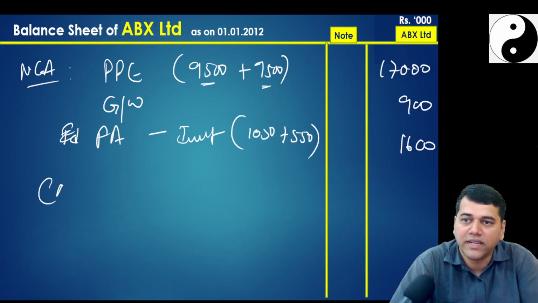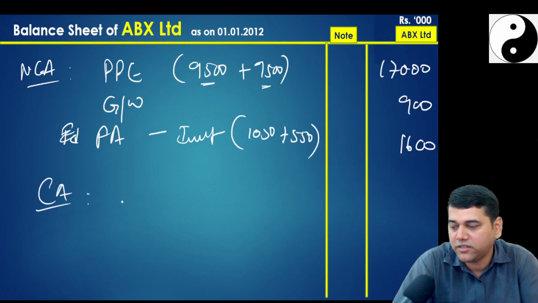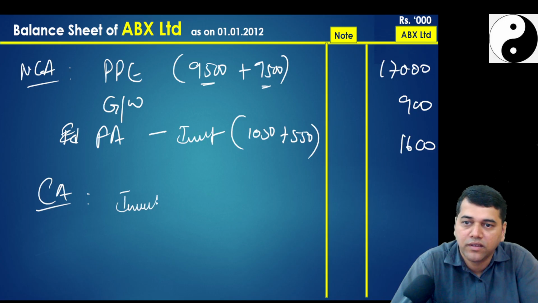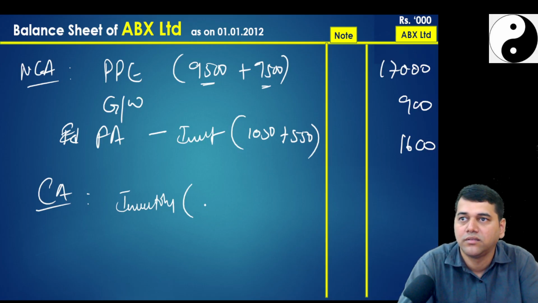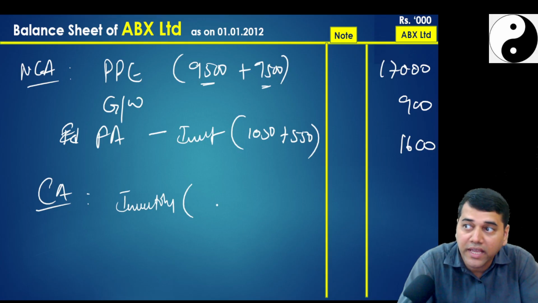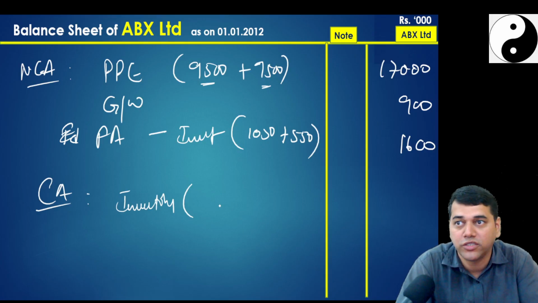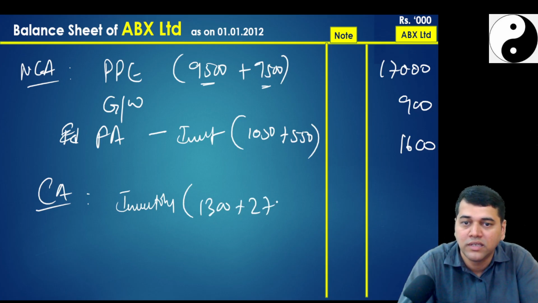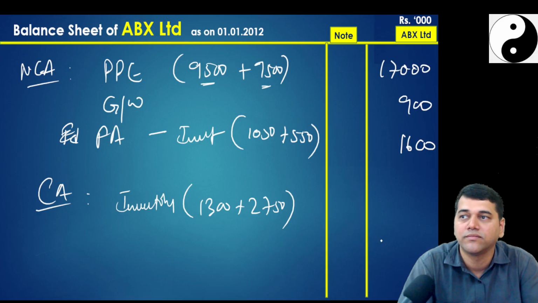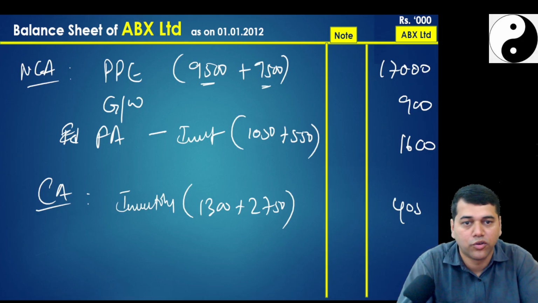Then you go to the current assets. In current assets, first you have got inventory. From the balance sheet of BX, you take as it is. But for AX, there is a fair valuation. So you take the fair value, 1300 plus 2750. Have you understood? 4050.